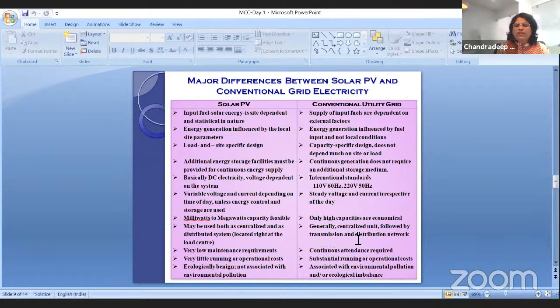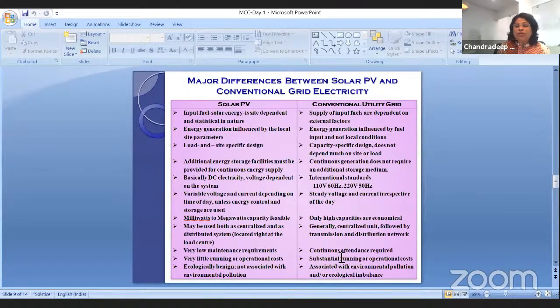In case of conventional, it is only a centralized unit. One place, a coal power plant is installed, and from there we bring the transmission and distribution network. Solar PV needs very little maintenance. Only cleaning is required once it is installed, and that is also once in a month. Or if it rains, 20 millimeter rainfall happens, and automatically all the modules are cleaned.